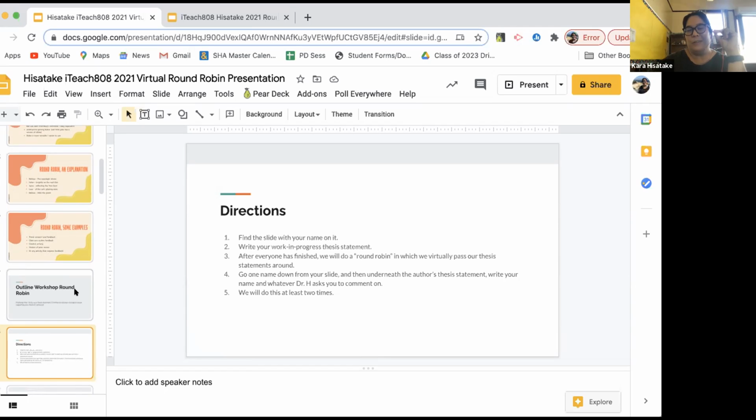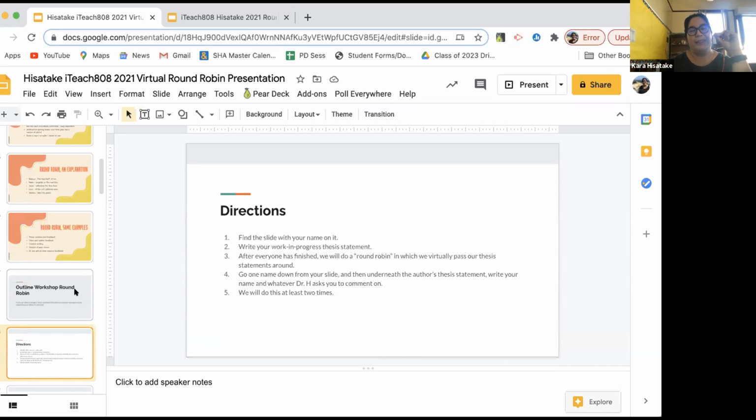So you can do this in a multitude of ways, but the easiest way to do it is ask them to go one slide down from their name, the slide with their name on it. And then you ask them to do whatever you want in terms of commenting on a thesis statement. So that could be, what's strong about this thesis statement? Is the thesis statement specific? Rate the thesis statement, however you want to do it. Or add a piece of evidence from the text that you think supports the author's thesis statement. You could do any of those things.